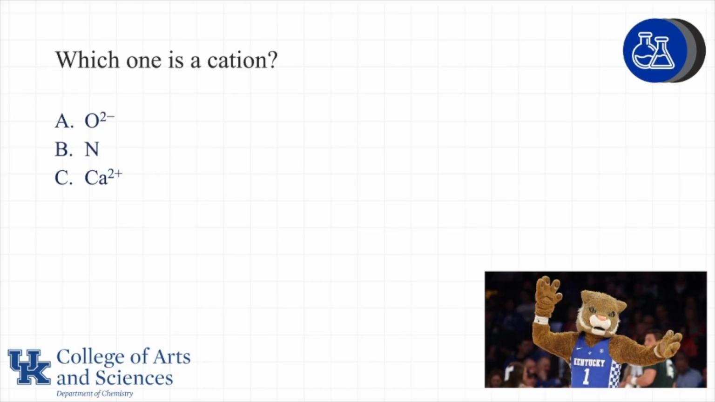Which one is a cation? Remember that cation means it has a positive charge, therefore Ca2+ or calcium 2+ is our cation. O2- would be an anion, and N is a neutral atom.